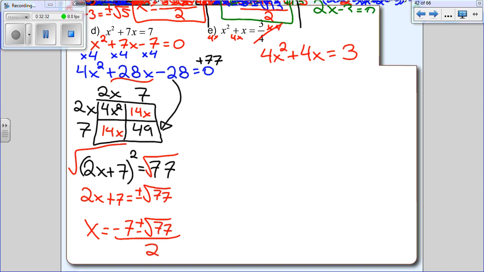The question says solve it. So I want you to try from here to the very end. Try to go all the way through, and then we will do it together and try to solve that. So go ahead, give it a shot.